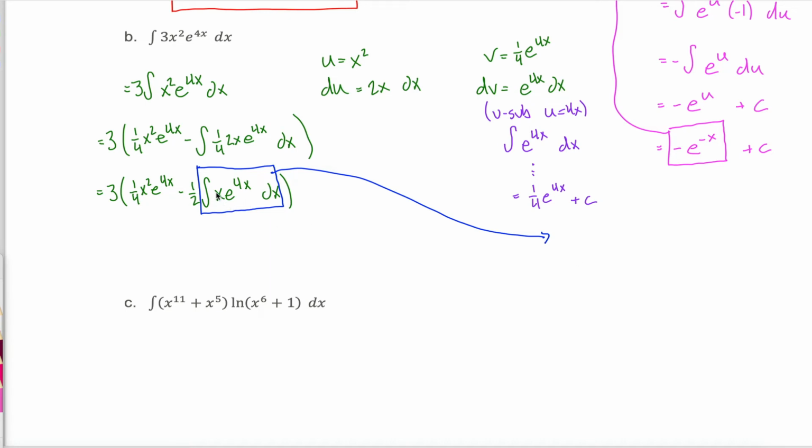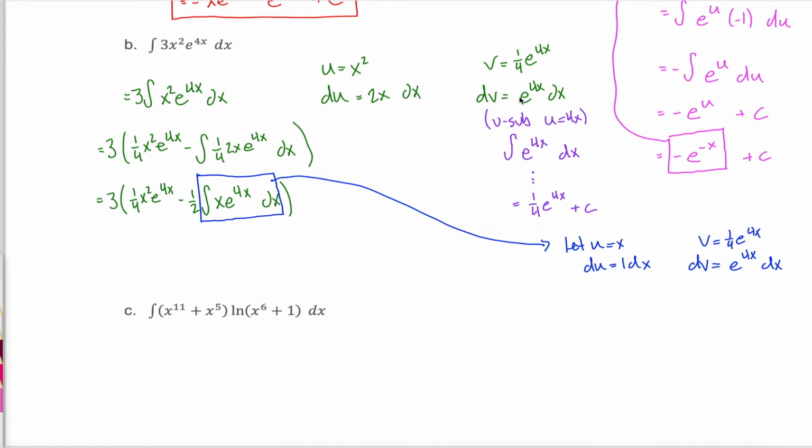Yeah, because think about it. You've got something times something. We could let u be equal to the x, in which case the du would just be 1 dx. And if the u were the x, what we'd have left over for the dv would be e to the 4x dx. As we've seen already, when dv is e to the 4x dx, v is equal to 1/4 e to the 4x. It's the same choice of dv and v that we had up here in green, so we can reuse the work that we've already done.